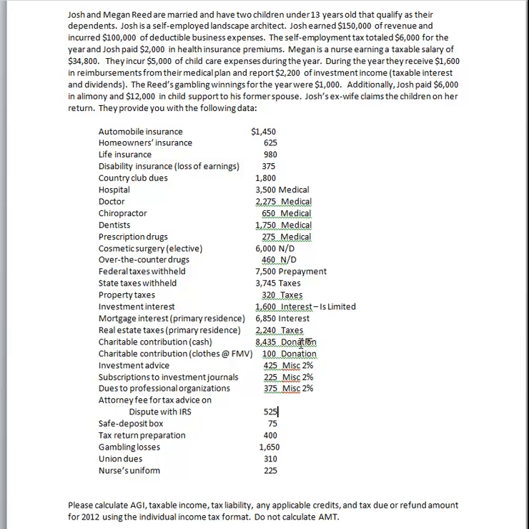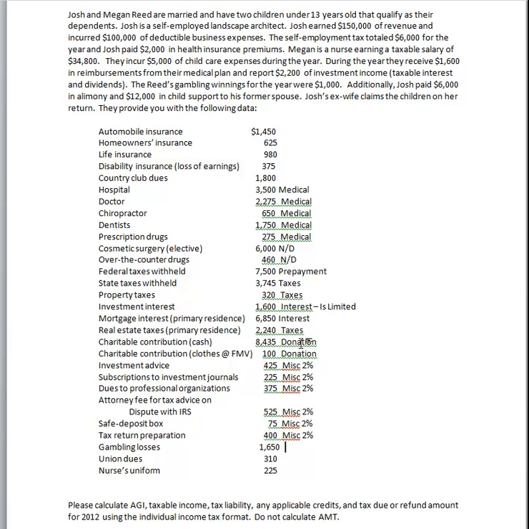Attorney fee for tax advice on a dispute with the IRS. Again, remember that most legal fees are not deductible unless you're having to pay that attorney to give you tax advice. So if you are in a dispute with the IRS over taxes, you can deduct. Now, safe deposit box is also a miscellaneous 2% itemized deduction. It is also considered an investment expense. Tax prep fees, miscellaneous 2%.